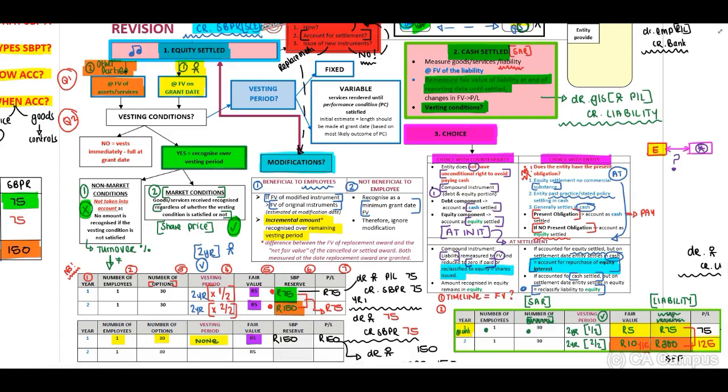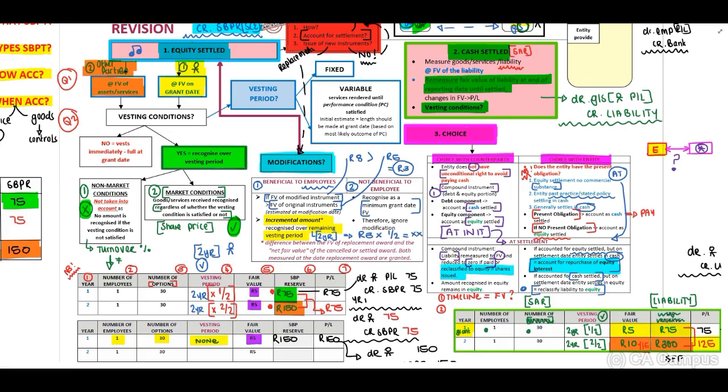Now, what does this mean, guys? If, for example, our remaining vesting period is 2 years, the original vesting period was 3 years. But on the date of modification, which is the end of year 1, our remaining period will now be 2 years. The fair value of our modified instrument was 8 Rand and the fair value of our original instrument was 5 Rand. Therefore, there is a 3 Rand difference. And you need to calculate your reserve based on the 3 Rand and a vesting period of 1/2 for the first year and the second year 2/2.